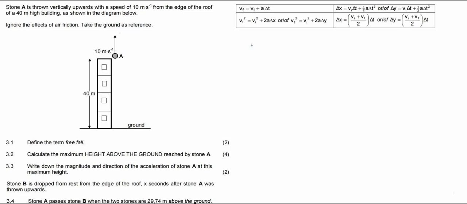In this video, we'll be dealing with problems involving vertical projectile motion. Let's begin. Stone A is thrown vertically upward with a speed of 10 meters per second from the edge of the roof of a 40-meter high building, as shown in the diagram below. Ignore the effects of air friction, take the ground as reference.